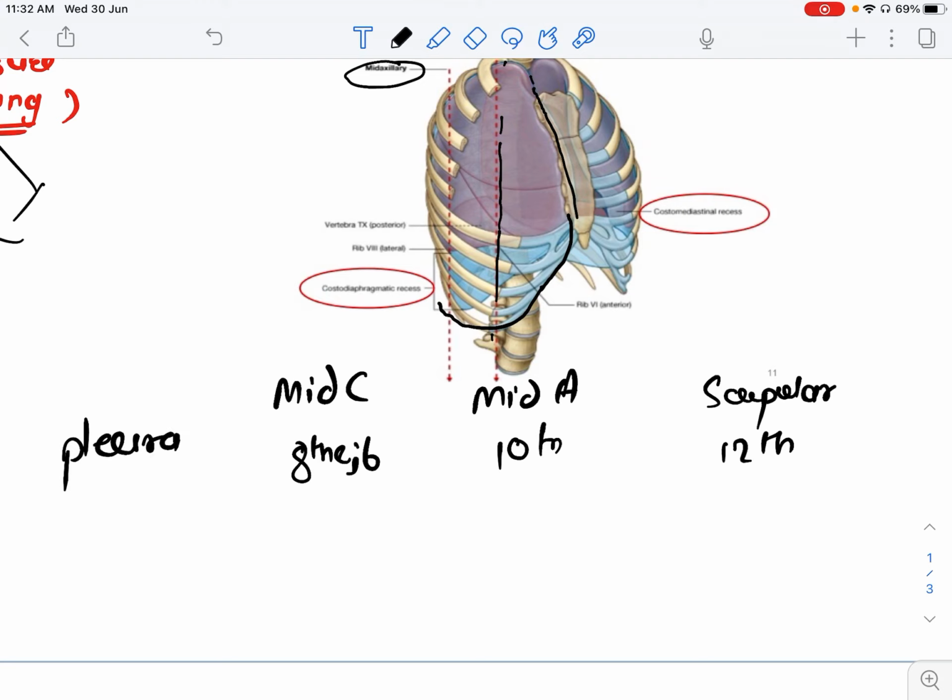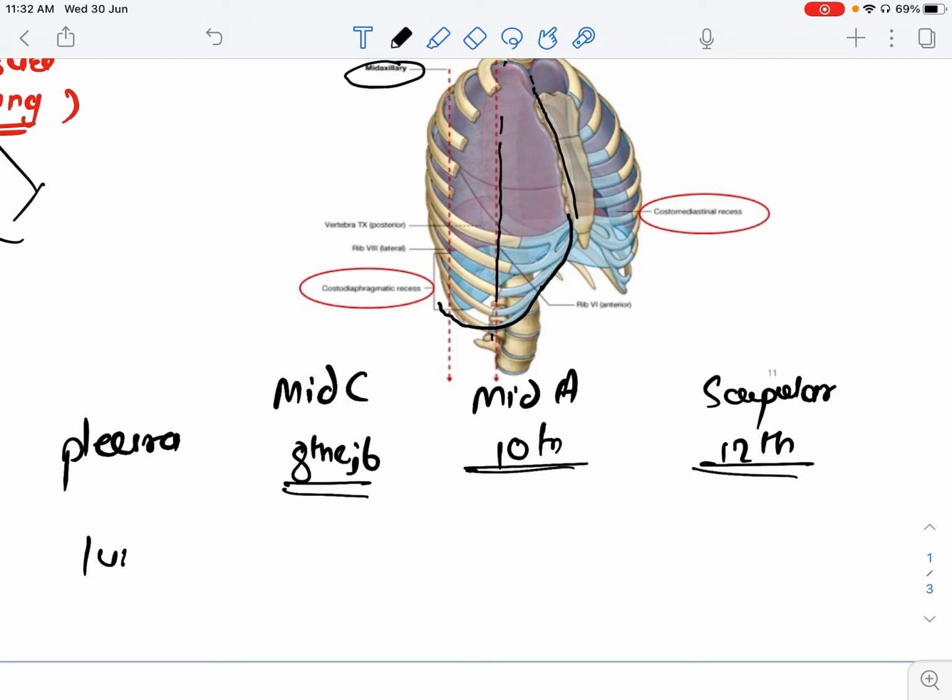So the pleura is reflected. How does it reflect? It covers the lungs anteriorly, then descends down along the midline, then goes laterally. And while going laterally, at the level of the mid-clavicular line it is at the 8th rib, at the mid-axillary line the 10th rib, and at the scapular level it is at the 12th.